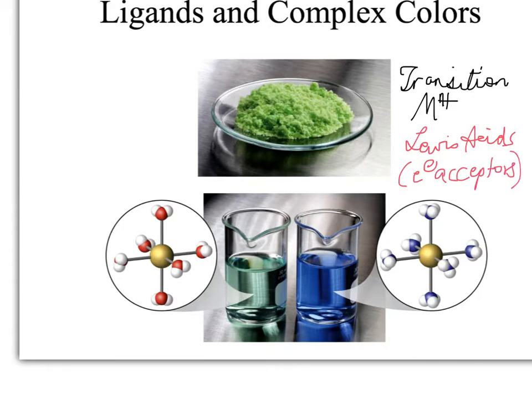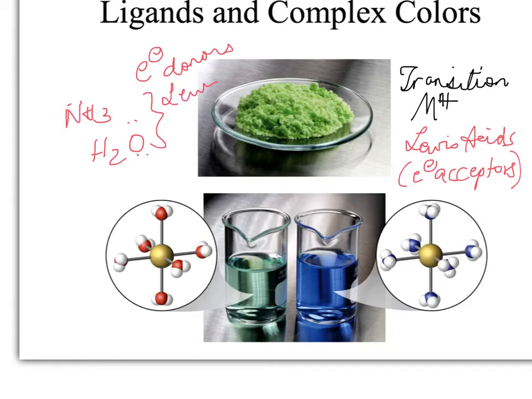And in aqueous solutions, water molecules or ammonia can act as electron donors. So things like NH3, which has a lone pair of electrons, or things like water. These usually are small molecules which have a source of electrons, so these can act as electron donors. And hence, in that sense, they can behave as Lewis bases.